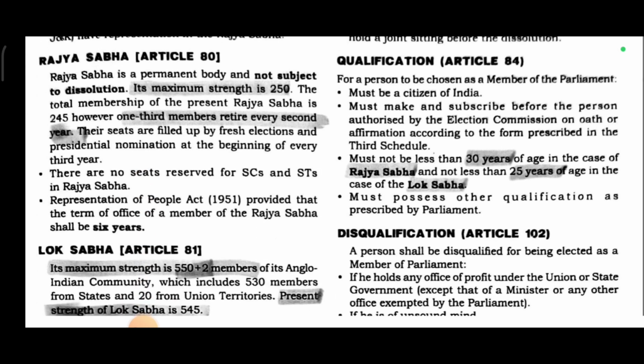Qualification, Article 84. For a person to be chosen as a member of Parliament, he must be a citizen of India, must make and subscribe before the person authorized by the Election Commission an oath or affirmation according to the form prescribed in the third schedule, must not be less than 30 years of age in the case of Rajya Sabha and not less than 25 years of age in the case of Lok Sabha, and must possess other qualifications as prescribed by Parliament.